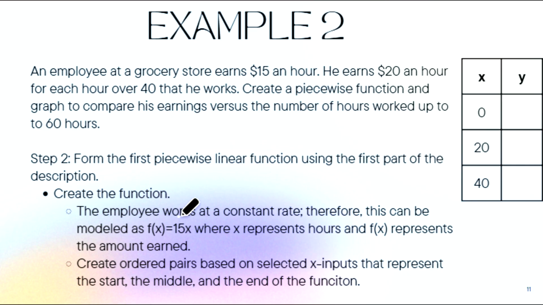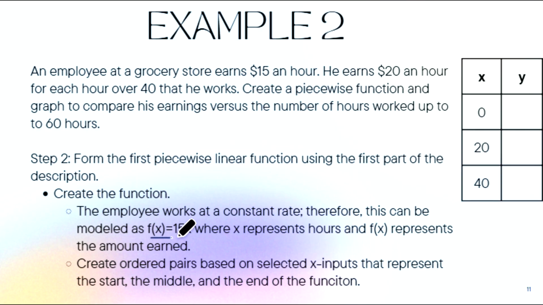Then you're going to create ordered pairs based on selected x inputs that represent the start. He starts at 0 hours. The middle is 20 and the end is 40, because the most hours he can work in this first section is 40. 40 divided by 2 is 20.